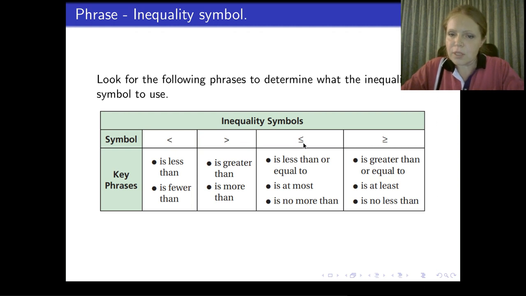The next two symbols have more meanings. This symbol you can read as something is less than or equal to, something is at most, or something is no more than. We'll see examples below. And this symbol we can read as is greater than or equal to, at least, is no less than.